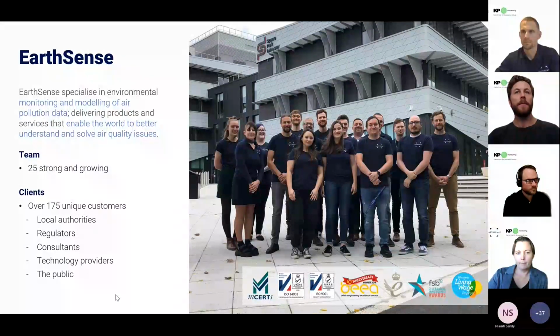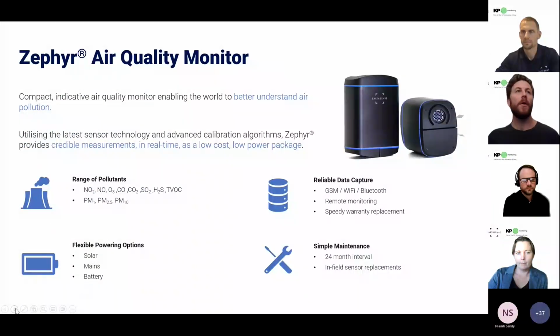Next slide, please. So the Zephyr, for us, is a small form indicative air quality monitor. These have become far more prevalent in the past few years. What the system is there to do is to provide additional measurements to static measurements. We use sensors which are integrated into the system. We then apply our own calibration algorithms. The purpose of it is to provide as credible measurements as we can in a real-time, low cost and low power package.